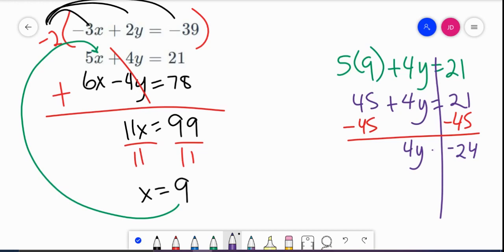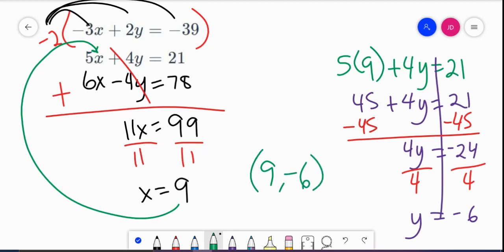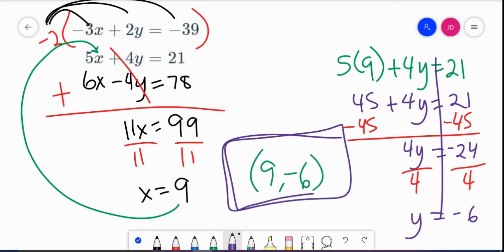Okay. Bring down the 4y. Divide both sides by 4. And you get y is negative 6. Okay. And then I wrote my solution. 9, negative 6 with parentheses around it. That's my coordinates.